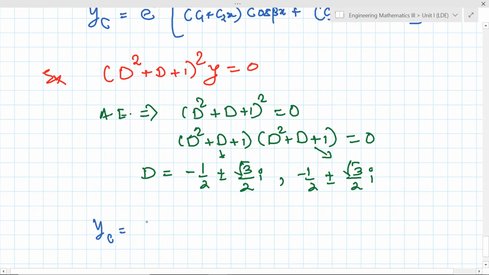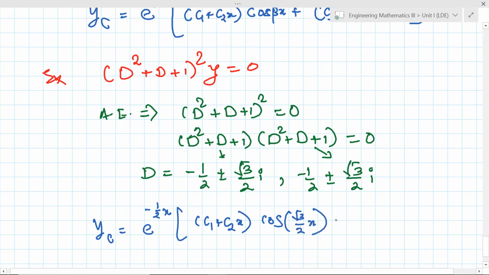So my yc is equal to e raised to alpha, that is e raised to minus 1 by 2 x, in bracket c1 plus c2x cos of root 3 by 2 x plus c3 plus c4x into sine of root 3 by 2 x. That's it. This is my complementary function for this equation.